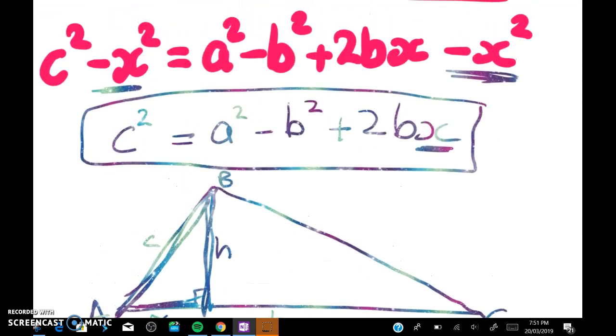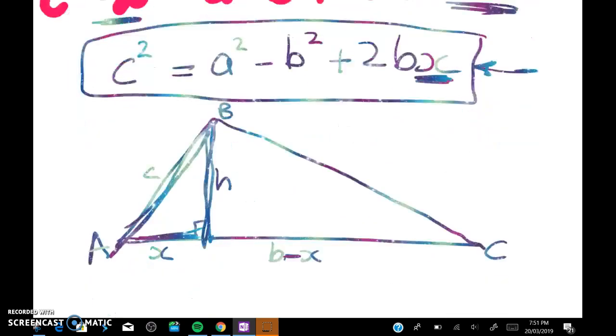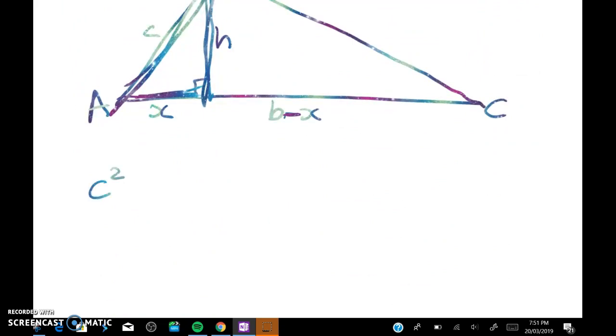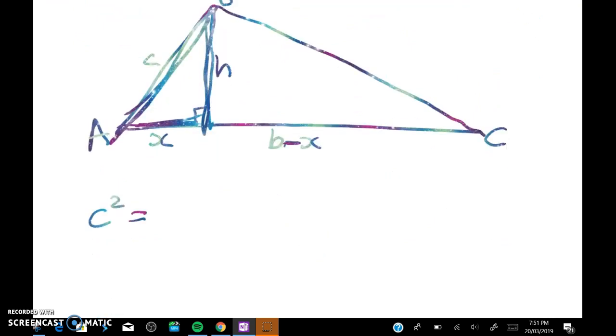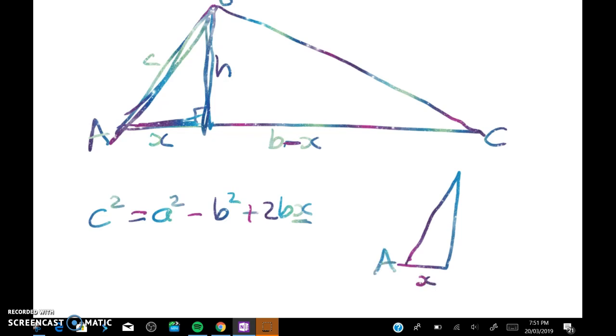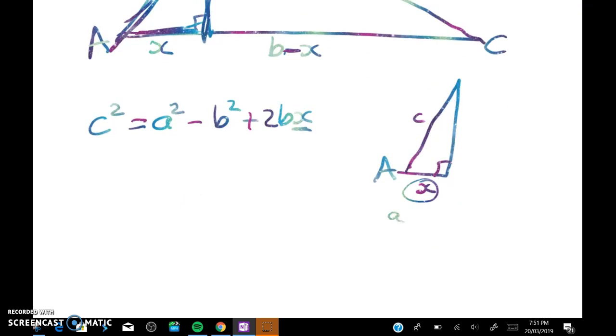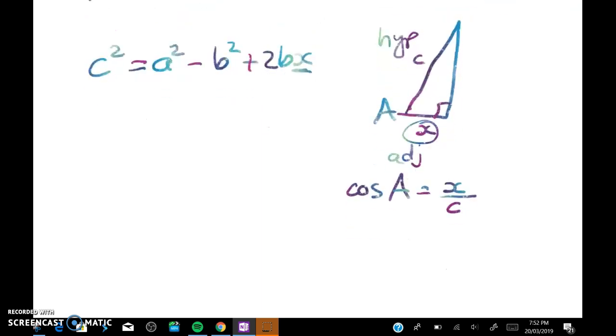Let's just see where we've got down to. So we've got to this part of the formula, but we don't like this x being in here. Okay, I'm going to change x into something else. So we've got c squared. What have we got? C squared equals a squared minus b squared plus 2bx. So what is x? Well, x is sitting here. This is angle A, and this is little side c. So if we're dealing with really basic trig, we can write this. This side is the adjacent, and this side is the hypotenuse. So the cosine of angle A is equal to x over little c, which means that x is equal to c cos A.